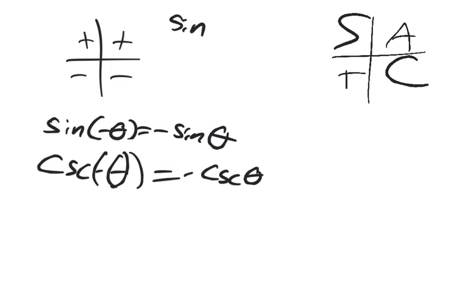Now let's think about tangent and cotangent. What are the signs of tangent? Tangent is positive in the first, negative in the second, positive in the third, and negative in the fourth.